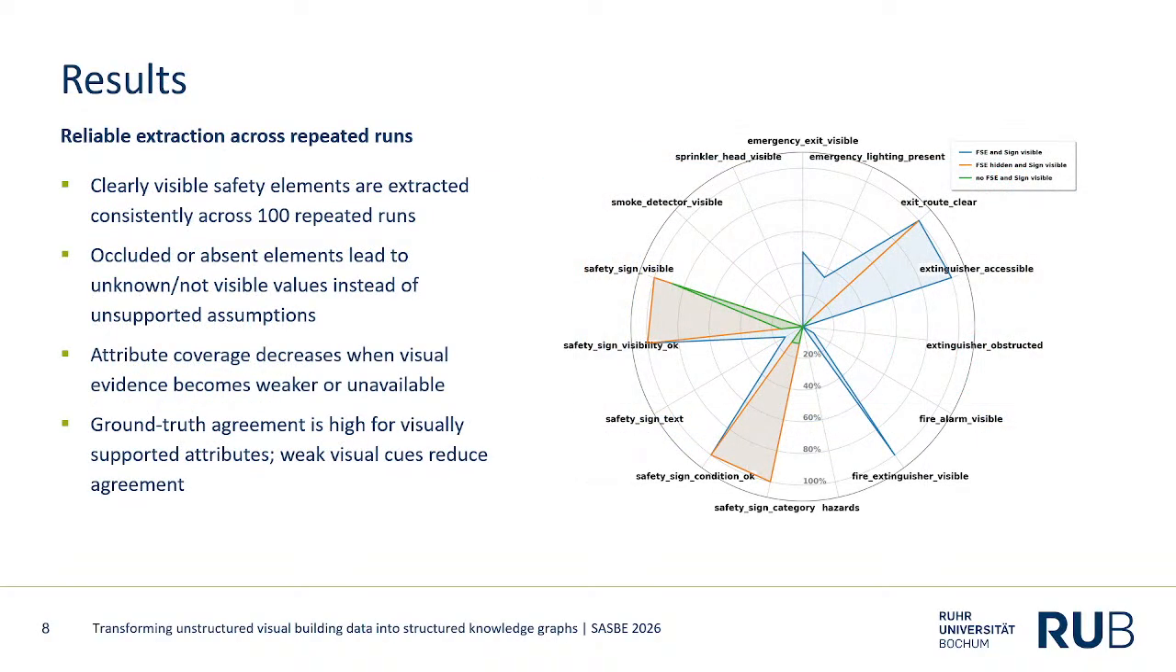And talking about the results, you can see on the right that the visible safety elements were extracted consistently across all hundred repeated runs. However, we had some disagreements, especially if a sign was missing. And also, you can see here, we have strong alignment with the ground truth. So we created the ground truth data by ourselves by annotating them.